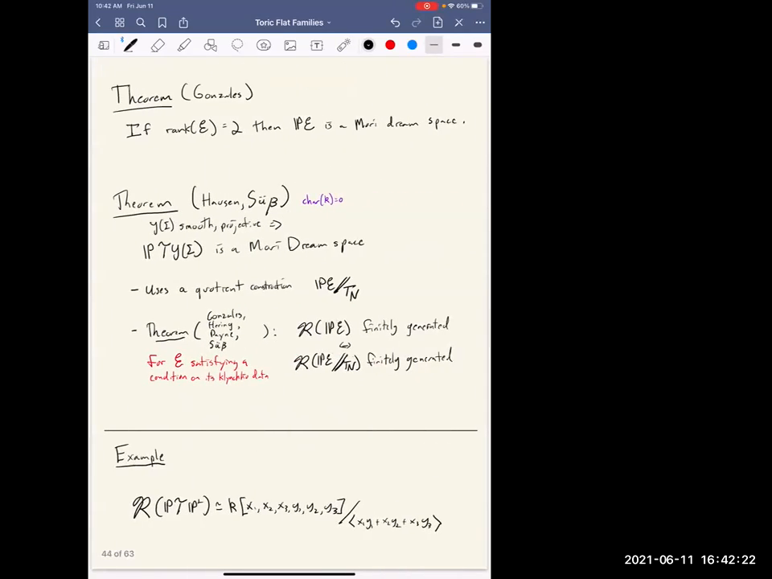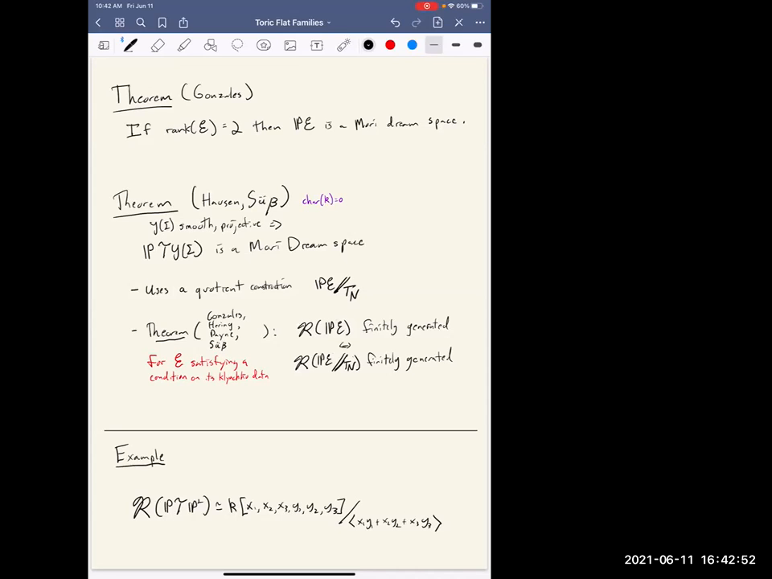So this question has been thought about before, specifically for toric vector bundles. It's a theorem that's about 10 years old now by Gonzales, that if your rank is small, in particular 2, then the projectivization of your bundle is a Mori dream space. If your rank is 1, that is, if you're a line bundle, then the projectivization is just the toric variety itself, which are known to be Mori dream spaces.